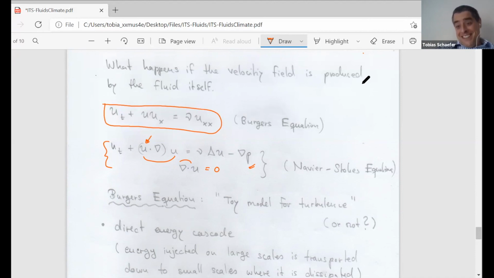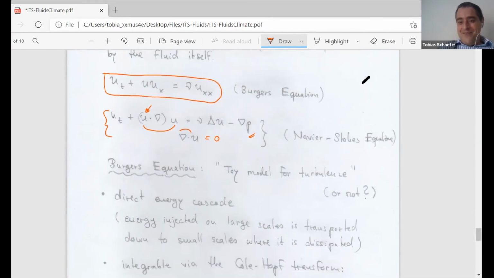If you have an idea how to attack Navier-Stokes, why don't you try it on Burgers? And if it doesn't work on Burgers, it probably won't work on Navier-Stokes. If it works on Burgers, there's no guarantee at all that it will work on Navier-Stokes. Most likely not, because most likely nothing will work. But as a way to discard ideas, Burgers is a perfect model for turbulence. Anyways, there are a couple of really interesting features about the Burgers equation.